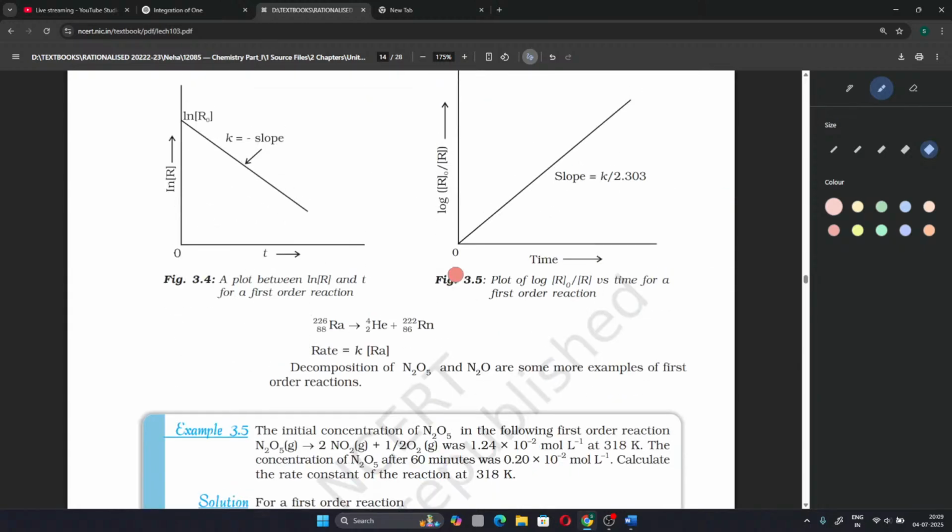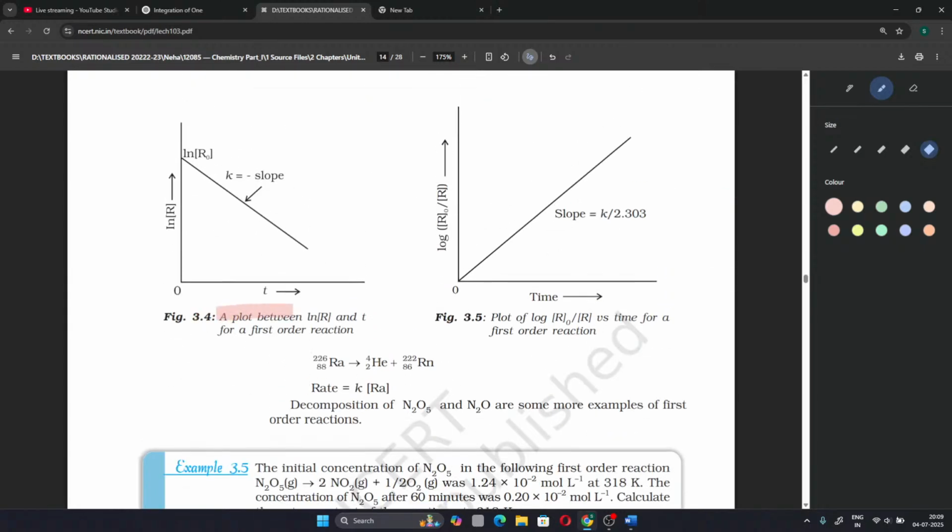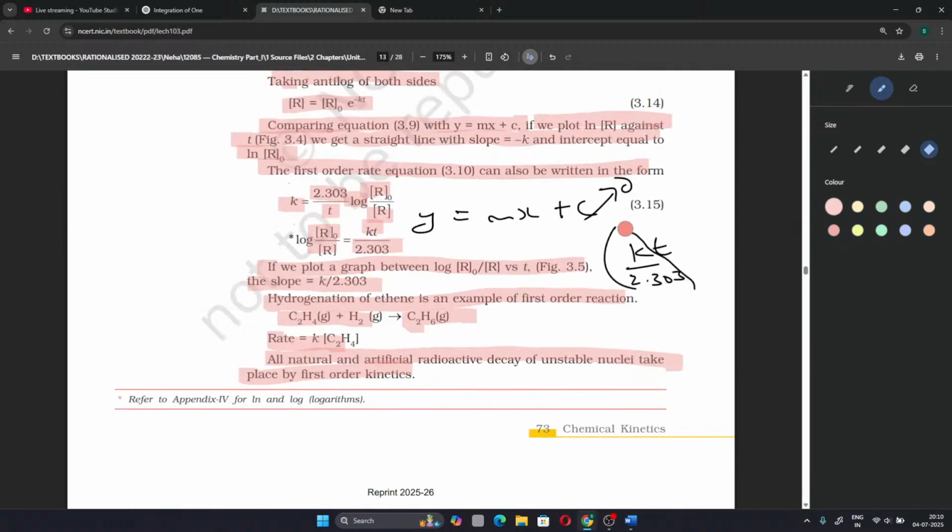Now let's see the graphs. A plot between ln of r and t for a first order reaction has a negative slope, as we saw before, similar to the zero order reaction. In the case of log r naught by r versus t, with slope equals k by 2.303, here the slope is not negative.